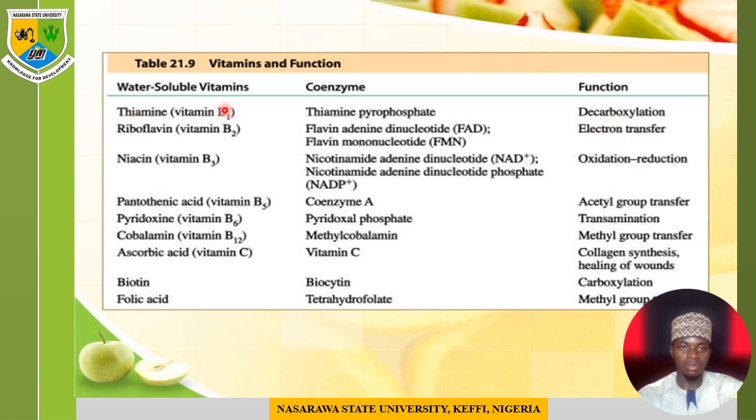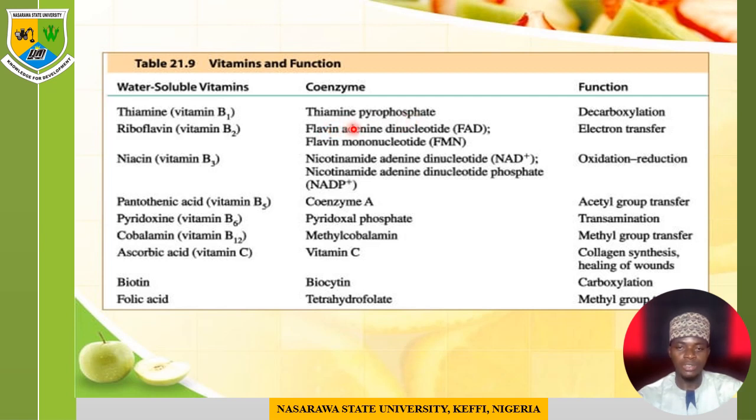We have the vitamin B1, which is thiamine. Don't be confused this thiamine with the nitrogenous base of nucleic acid. So this is the thiamine for vitamin B1. The thymine for nitrogenous bases of nucleic acid is T-H-Y. And this thiamine serves as a precursor for coenzyme thiamine pyrophosphate.